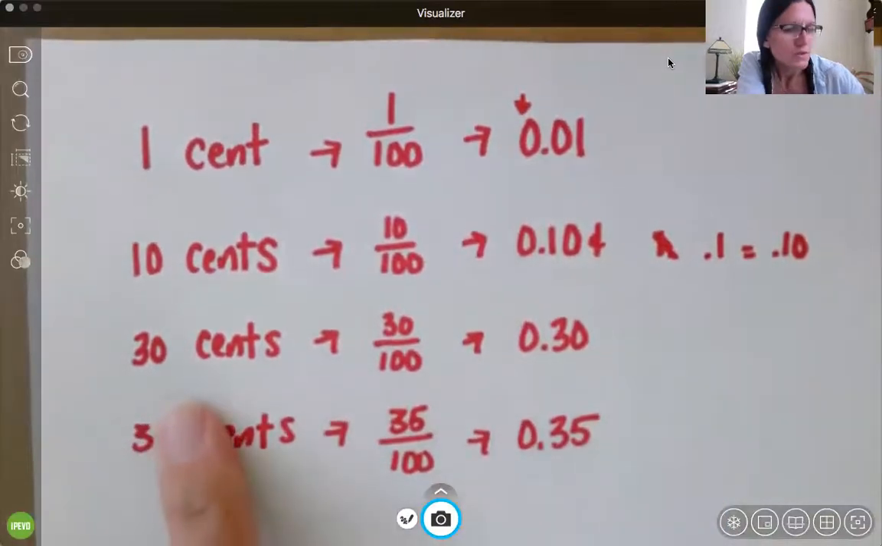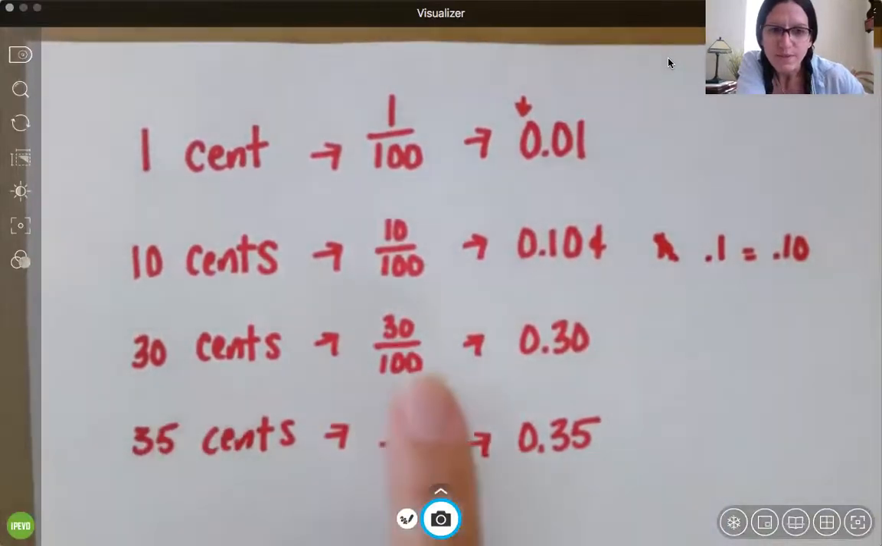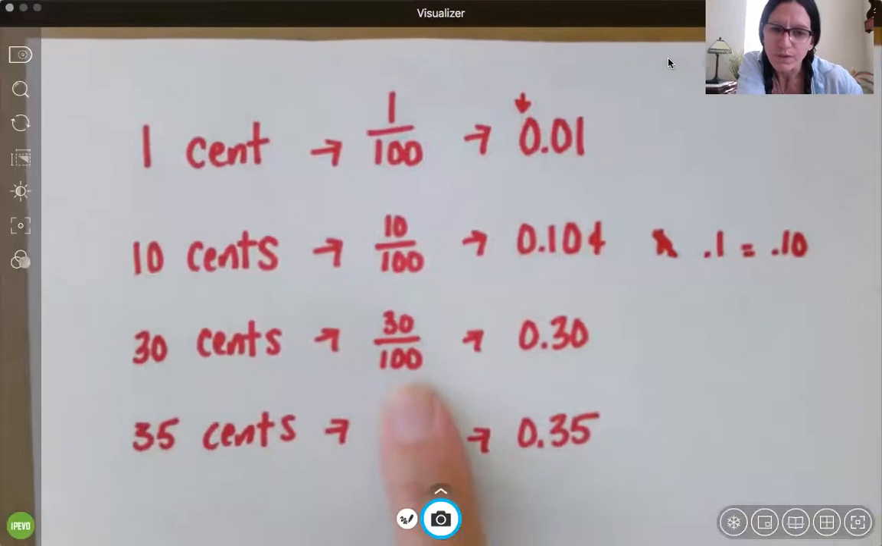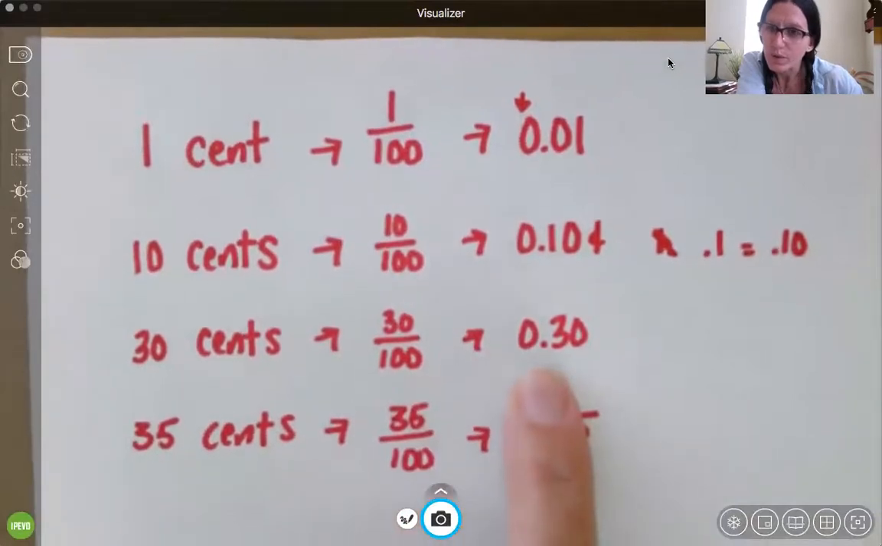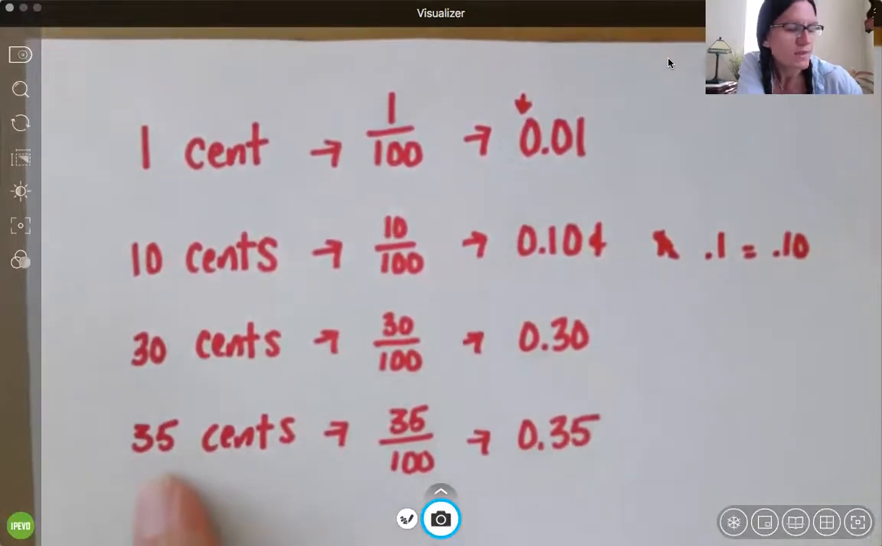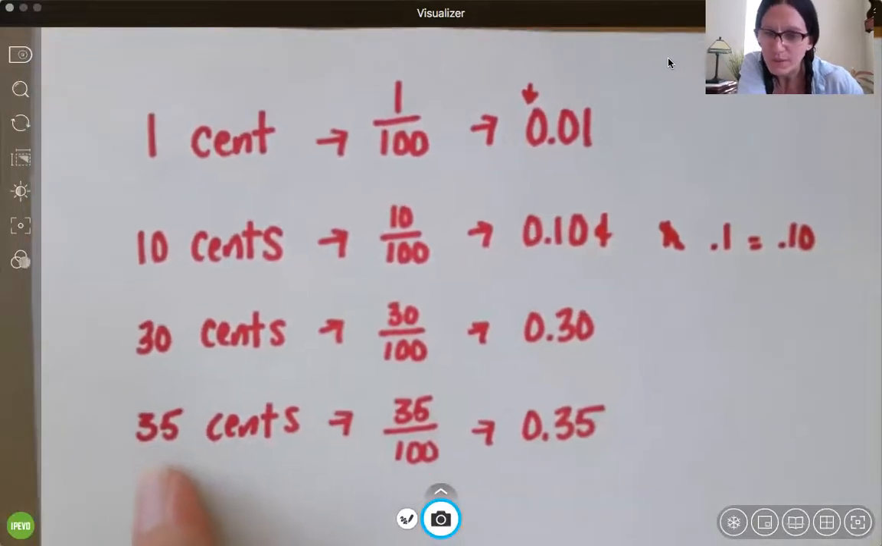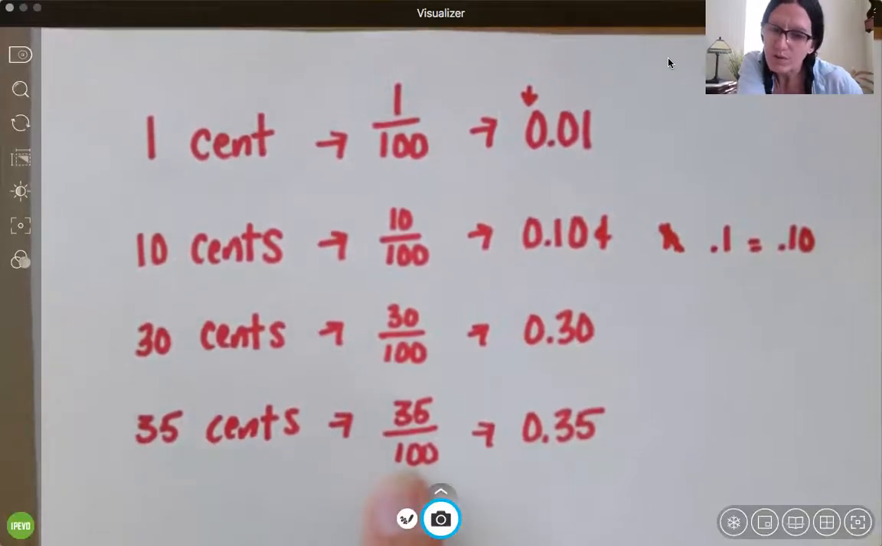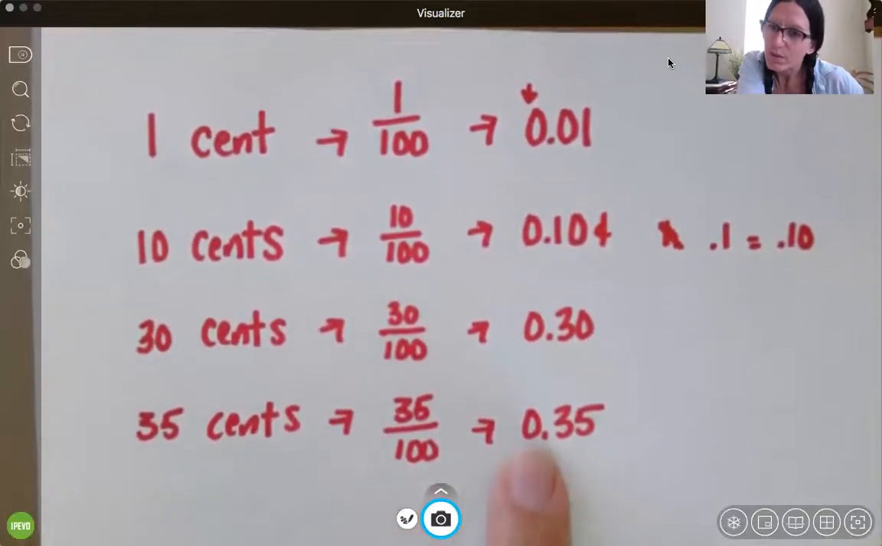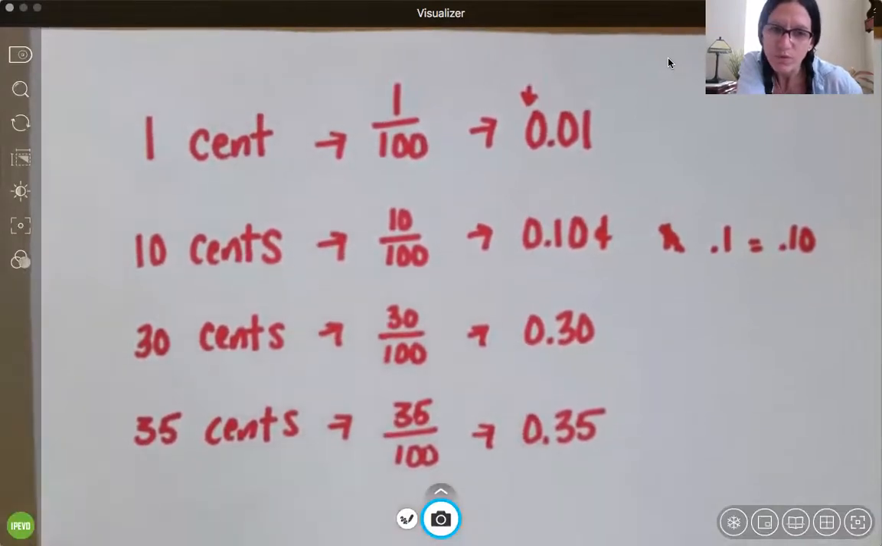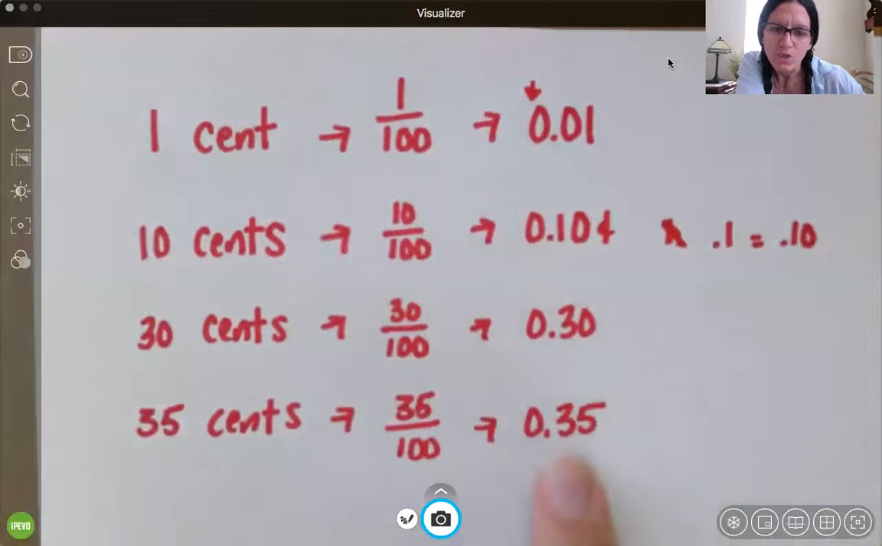Right? Just to jump ahead, if we had 30 cents, we'd have 30/100ths of a dollar, and that would be 0.30, or 3/10ths of a dollar, or 30 cents. And just to show you, it doesn't always have to be by tens. We have 35 cents, 35/100ths of a dollar, and that would be 0.35. Okay, so just a quick review of how we interpret a decimal.